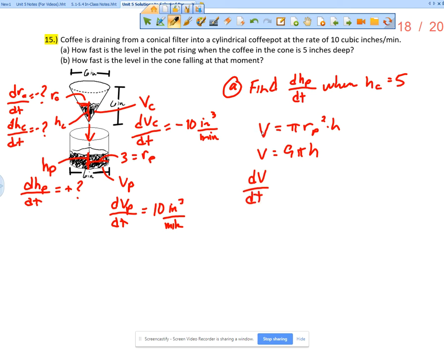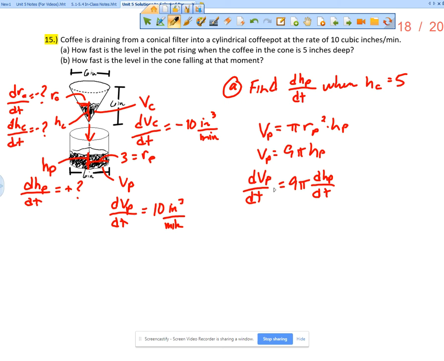Now, remember, this V, I should have written V sub P, I apologize. dV sub P dt equals, all right, 9 pi, that's a constant, times the derivative of H. Now, what is that? That's H sub P, isn't it? So what's the derivative of H sub P? It's dH sub P dt.